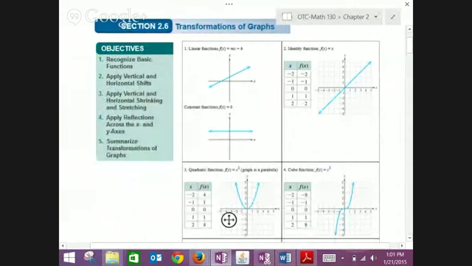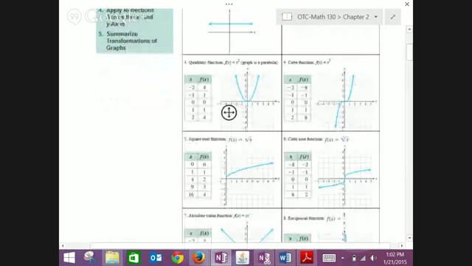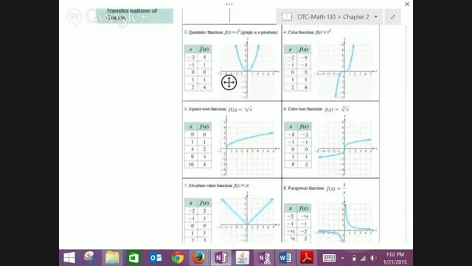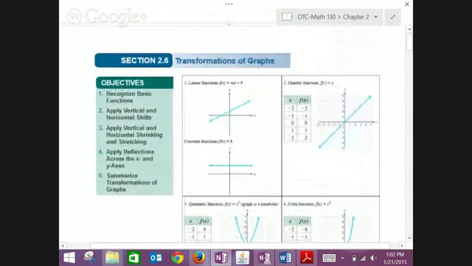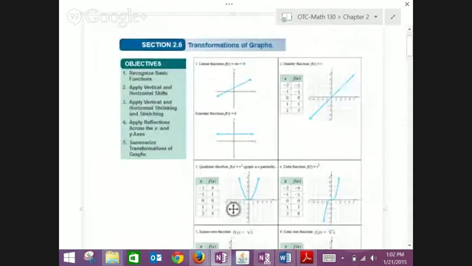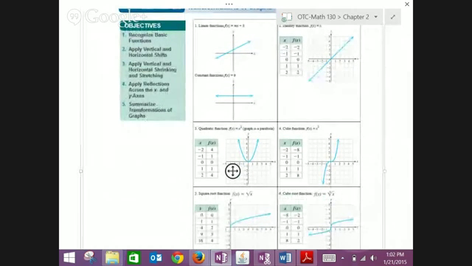Okay, today we're going to talk about transformations of graphs. So 2.6 in your textbooks. The first page is just recognizing basic graphs of functions. I'm expecting you to know what a line looks like, or what x squared, x cubed, square root of x, cube root of x, the absolute value of x, and 1 over x look like. You're going to take these graphs and be expected to transform them.